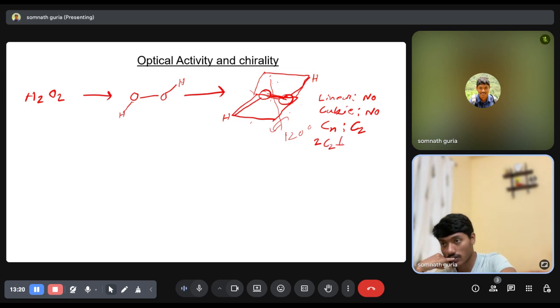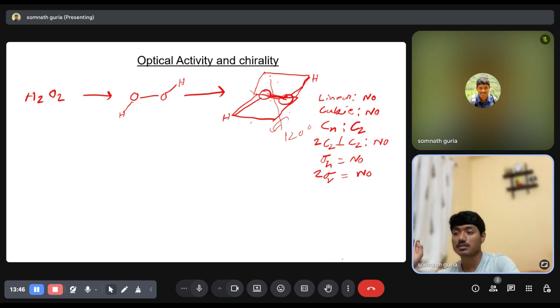Now another question is, are there 2 C2 perpendicular to the C2 axis? Basically there is no other C2, so it is no. Now is there any sigma h? No. Is there any 2 sigma v? Basically no. We don't have any sigma. So the point group will be my C2.